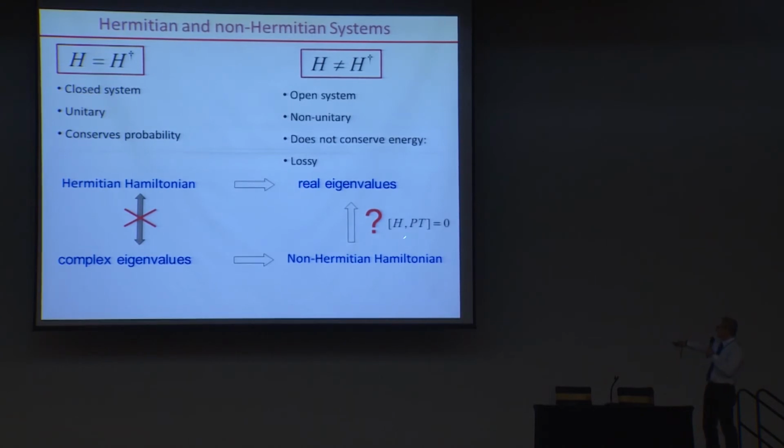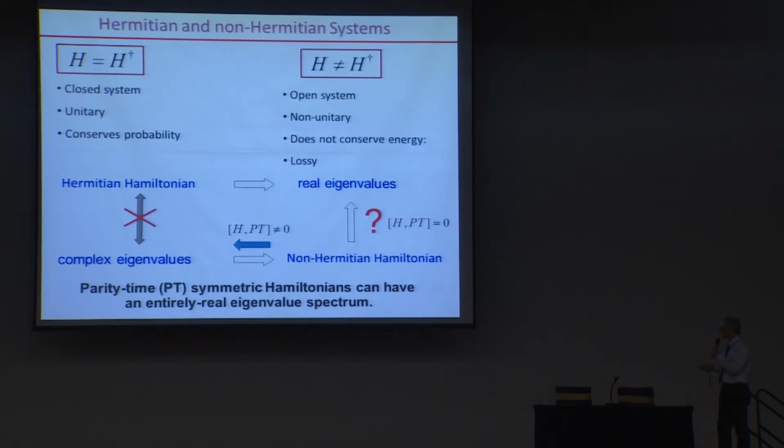And the answer is yes. If you have the Hamiltonian commuting with the PT operator, then you can get real eigenvalues, even though the starting point is non-Hermitian, which you need to describe a dissipative system. If you don't have this condition, you go back to the complex eigenvalue case. So therefore, these parity-time symmetric Hamiltonians that satisfy this condition can have an entirely real eigenvalue spectrum.